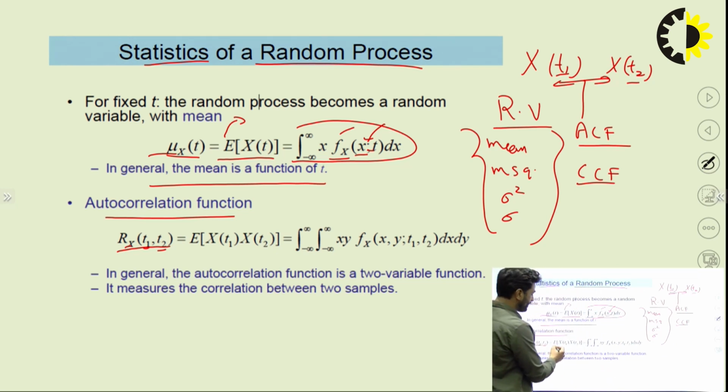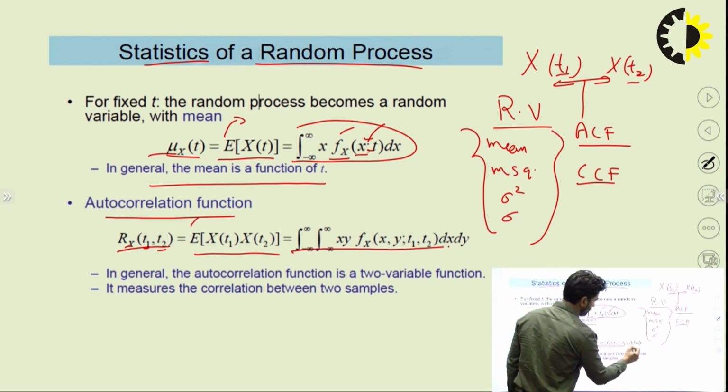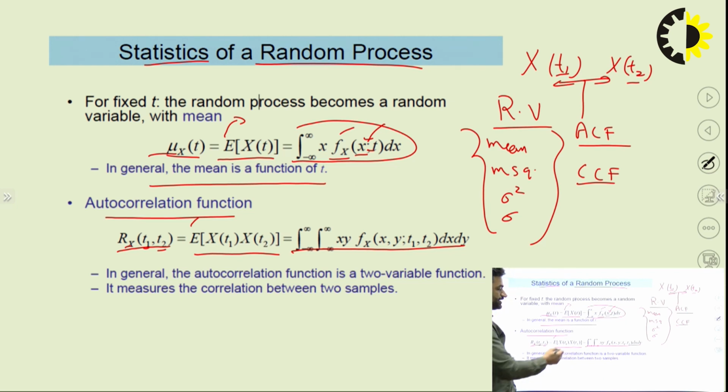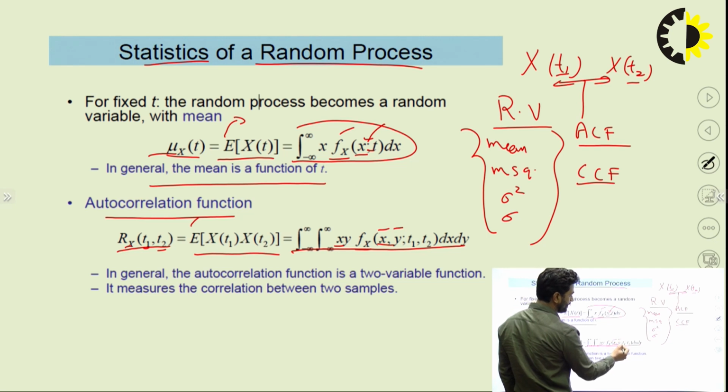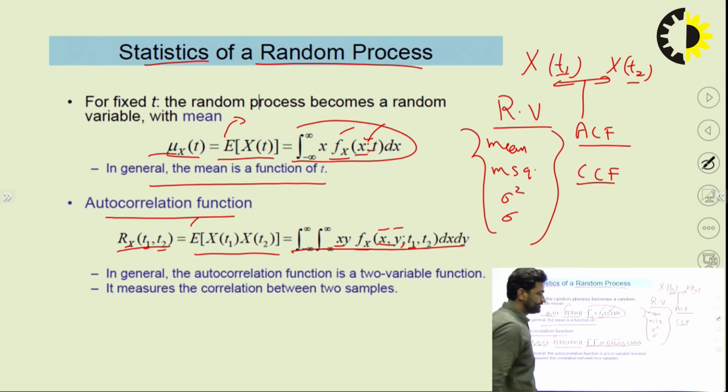Now this is the formula for finding the ACF, E[X(t1)X(t2)]. Now we will remove the ensemble and apply the formula here for the ACF. Integration from minus infinity of xy f x, here the PDF takes different values of the sample spaces x and y at the different instants t1 and t2. We integrate with respect to dx and dy. In general, the autocorrelation function is a two variable function and measures the correlation between two samples, as I have told you.